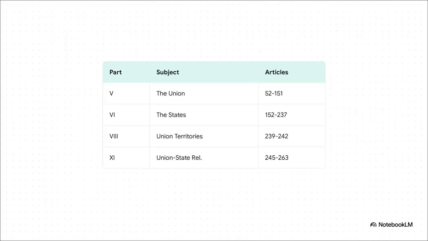So, looking at the core machinery, Part 5 is the big one for the center. It covers the Union, spanning Articles 52 all the way to 151, setting up the President, Parliament, and the Supreme Court.